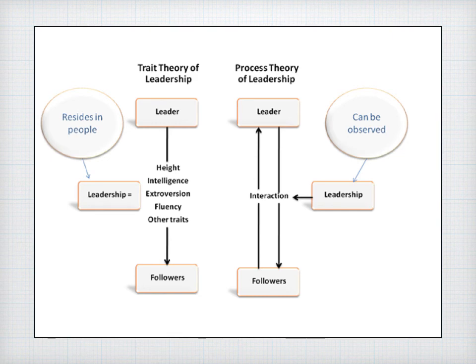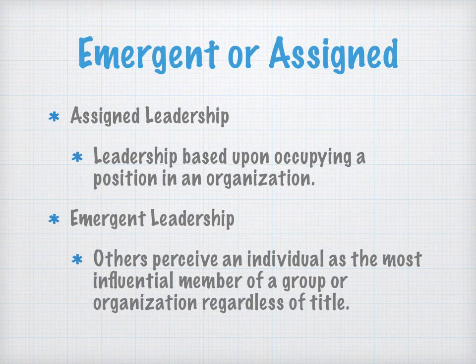The next thing that Northouse talks about is that leadership could be emergent or assigned. An assigned leader is someone who is a leader because they have an official position or some kind of role of authority or power in an organization. An emergent leader is someone who just naturally comes out of a group, and the rest of the group perceives this person as having influence. And so they become a leader whether they have a position of authority or not.